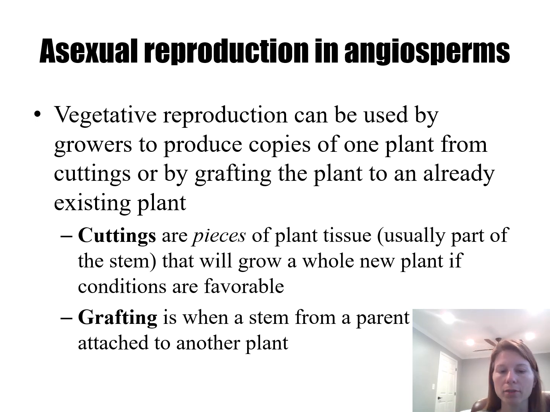You can also do grafting. For species that won't grow from cuttings, you can actually attach them to an already existing plant. And that's typically how oranges are grown and also apples. And if you grafted a couple different apple species to one tree, you could have a tree that actually fruits with multiple types of apples.